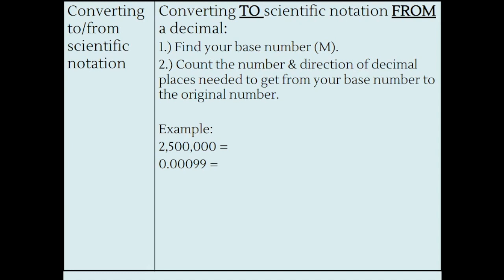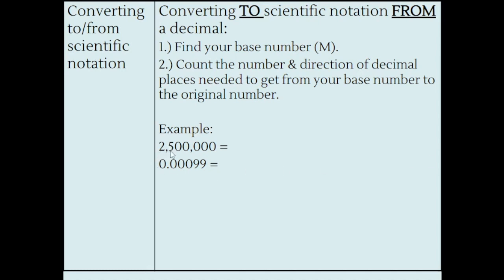So our first example is converting to scientific notation from a decimal. First thing we want to do is find our base number. And remember, we just said that that was m. Then we want to count the number and direction of decimal places needed to get from your base number to the original number. So here's our first example.